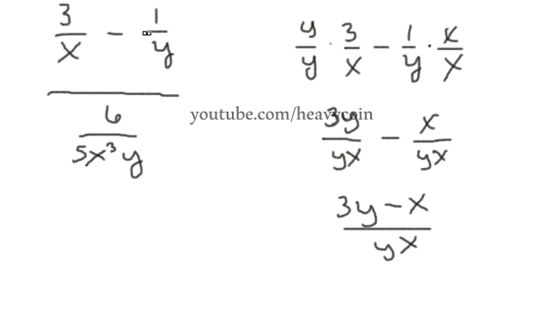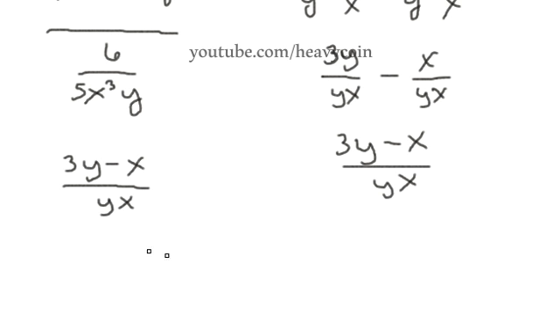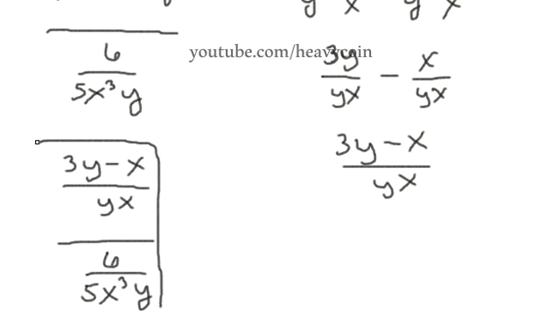So we've taken care of the numerator, and really there's nothing we can do with the denominator, so I'm just going to rewrite this 3y minus x over yx, and of course this is all over, remember, 6 over 5x cubed y. All right, so this is the new one now we're going to work with.